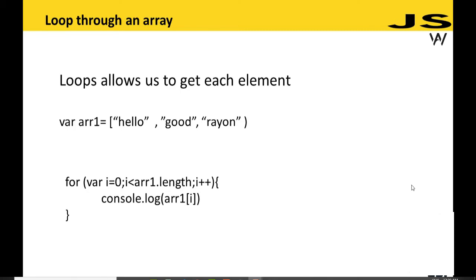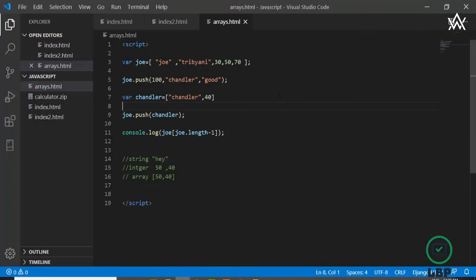In the second execution, console.log r1[1], and the third execution will be console.log r1[2], and it will stop because i will be 3. If you don't understand loops very well, just go back to the video where I talk about loops. Okay, so this is the example of the last video.